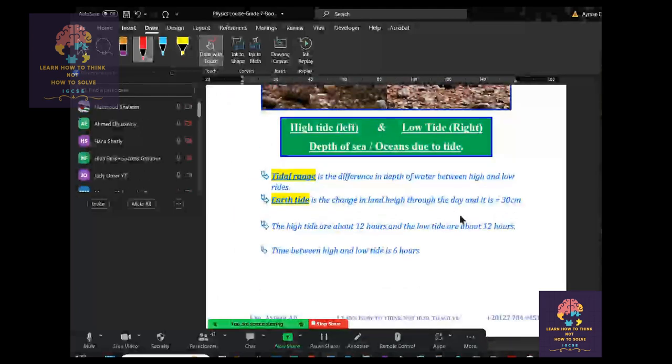We have an expression called tidal range. Any expression that I highlight in yellow and bold is very important to understand. Number one, understand, then memorize. In physics, first we understand, then we memorize. Whoever only memorizes in physics will not achieve the A star. Whoever only understands will also not achieve the A star. You must understand very well, and memorize very well. Okay. Tidal range. What is meant by tidal range? Tidal range is the difference in depth of water between low and high tide.